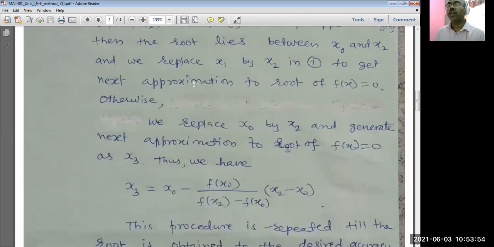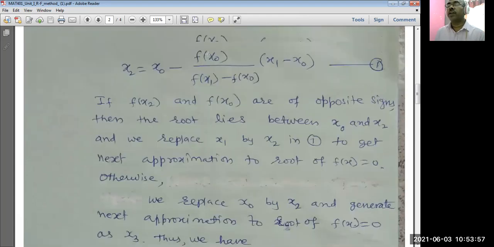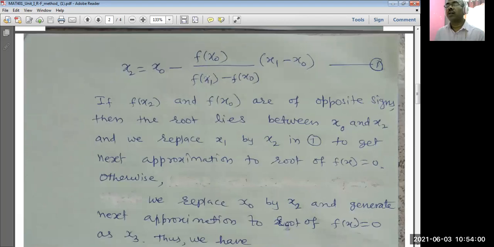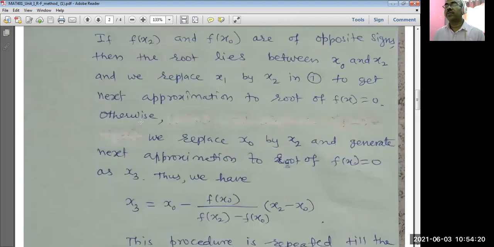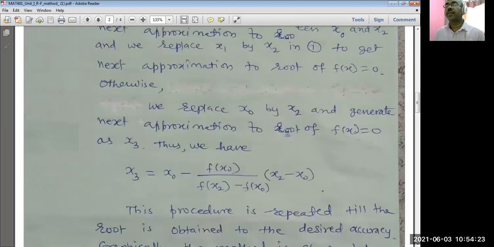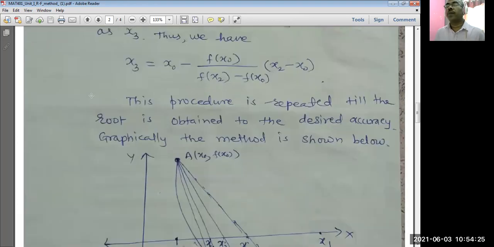X3 is equal to, see, the formula is the same, just we are changing the point. Here we change x1 to x2 if the root lies between x0 and x2. If the root lies between x2 and x1, you have to change x0 to x2, so the formula will change, and this is the value of x3. So x3 is equal to x0 minus f of x0 divided by f of x2 minus f of x0 times x2 minus x0. Again, here x2 minus x0 is the length of that subinterval.